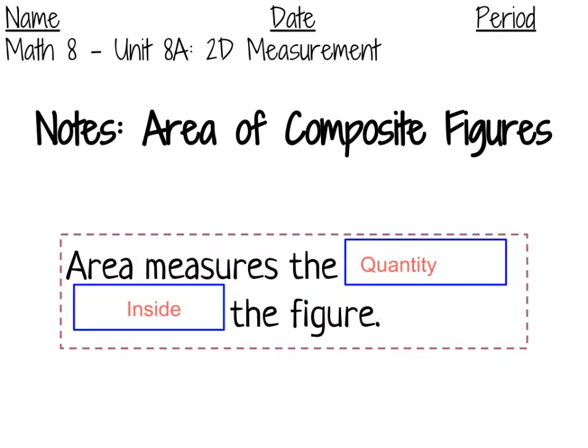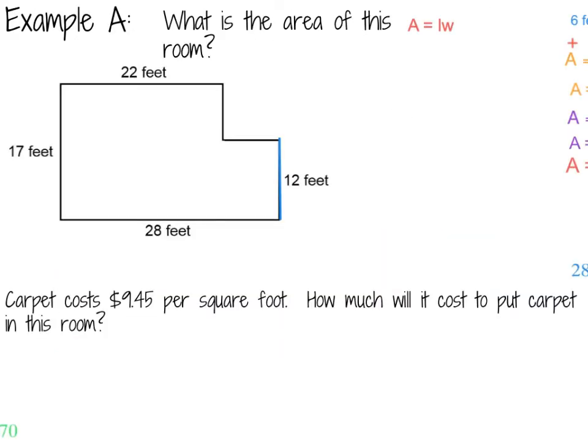So let's take a look at our first composite figure. Let's take a look at example A. Example A says, what is the area of this room? Taking a look at a room, it's obviously not going to be perfect squares. Most rooms are not. This is made up of what looks like to be more than one figure.